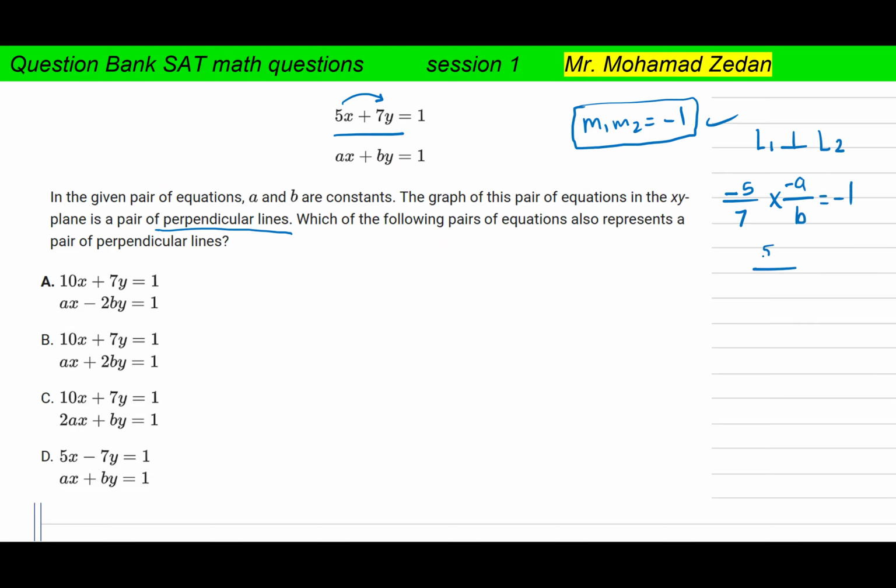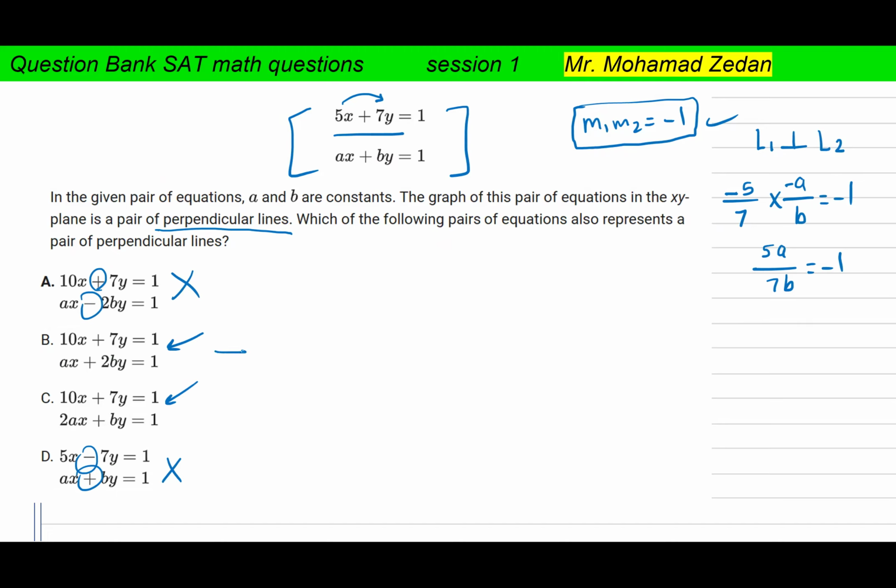So the answer is 5a/7b is -1. As you see, this pair of lines is perpendicular. In the first equation, he changes the sign. That cannot be, ignore this one. Ignore the pair with the changing sign; it will not be perpendicular.